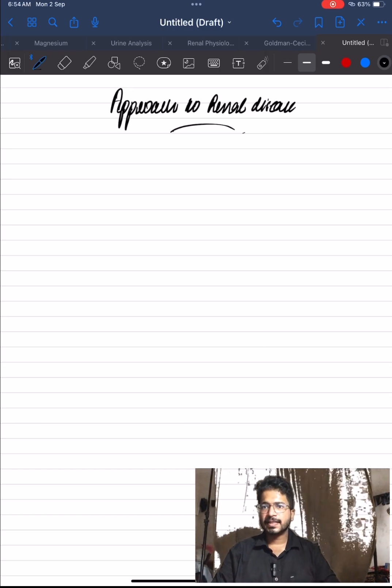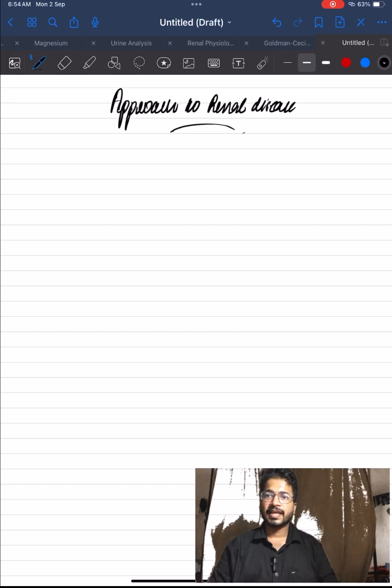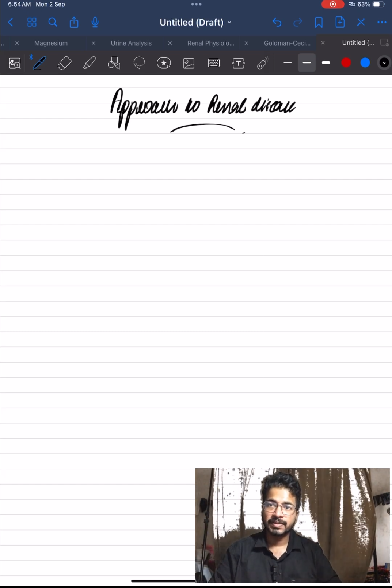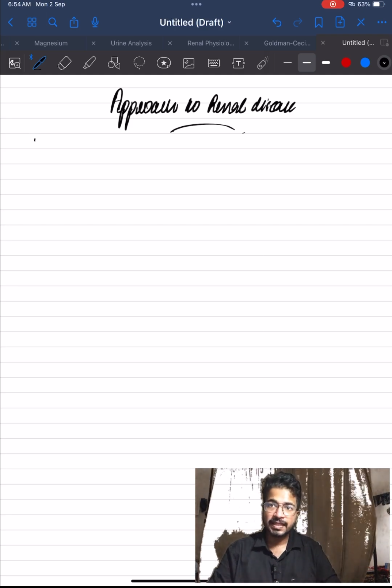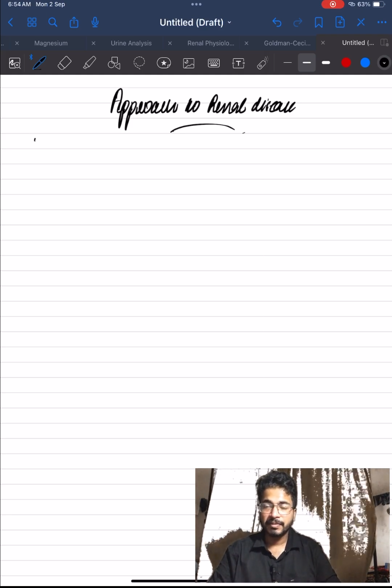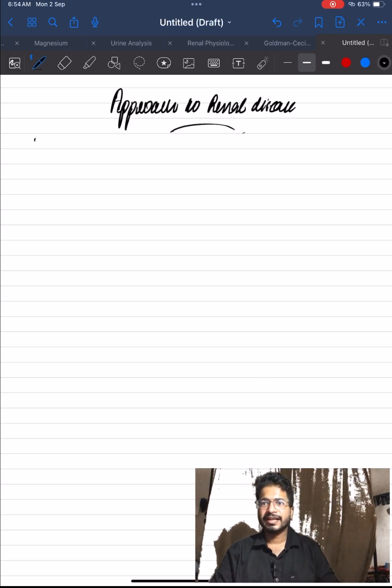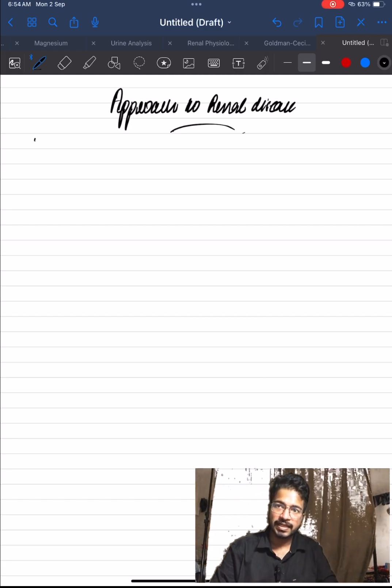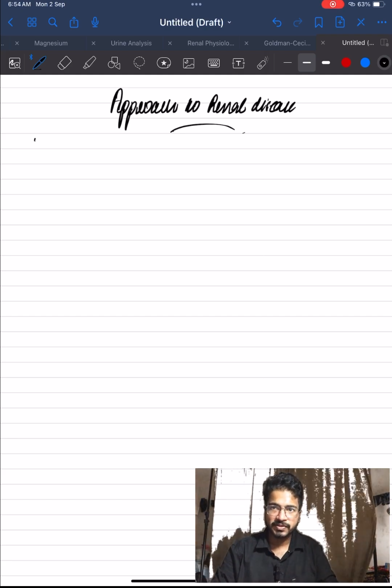So today we'll be discussing how to approach a patient with elevated RFT. It's a very common scenario that a patient might come to us with a deranged RFT. RFT is nothing but the usual serum urea and creatinine. So a patient presents to us with an elevated urea and creatinine. How should we approach this patient?